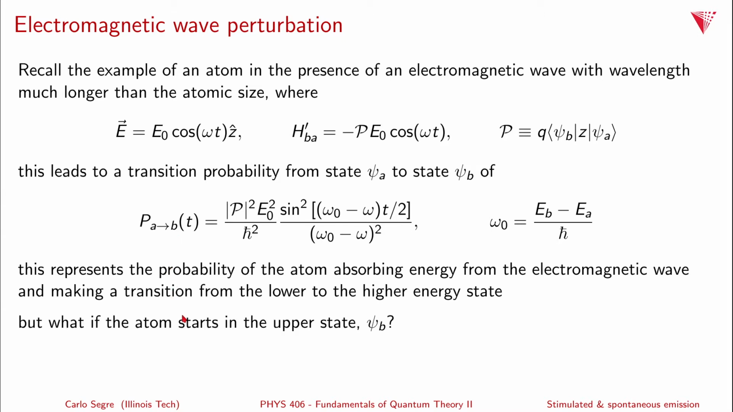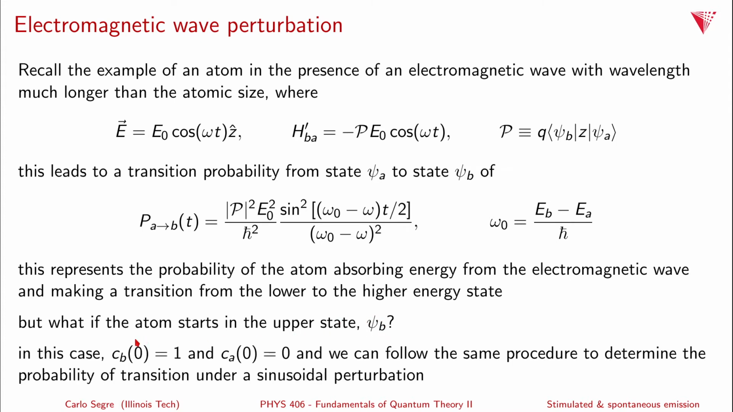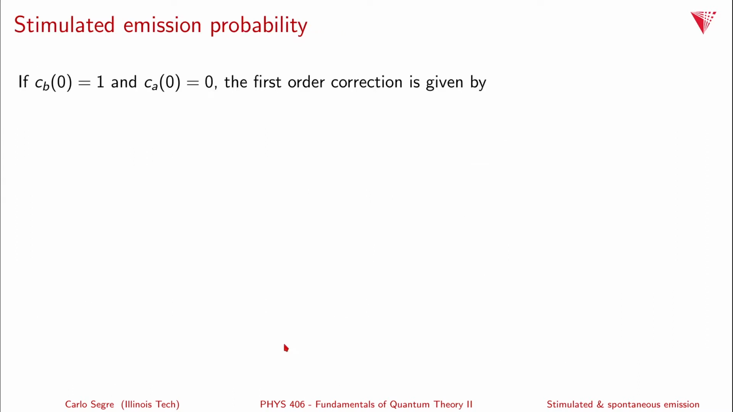What if the atom starts in the upper state, however? If it starts in the upper state, we can say that Cb, the coefficient of the upper state, at time equals 0 is equal to 1, and Ca at time equals 0 is equal to 0. We can go through the same derivation that we ran through before for absorption, but now for the starting state being the higher energy state. Under these conditions, the first order correction for Cb is nothing because it remains at 1.